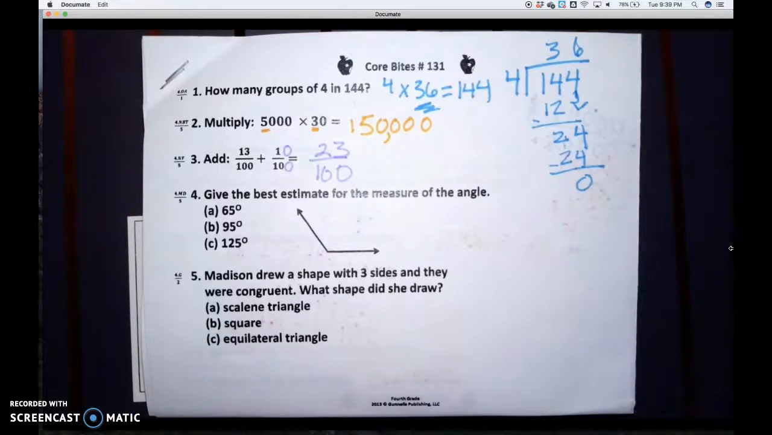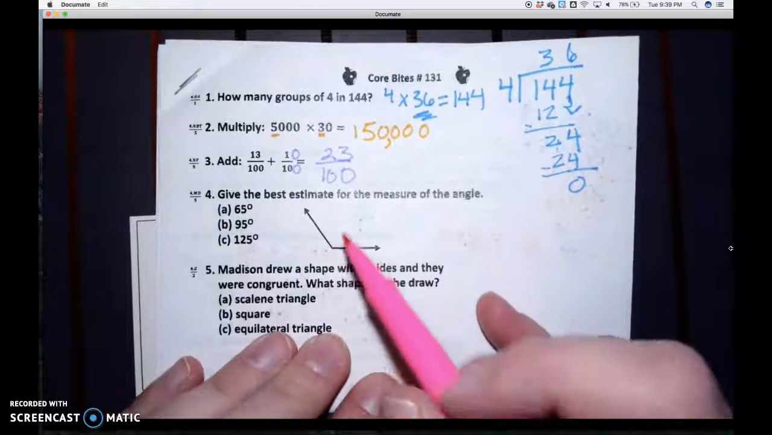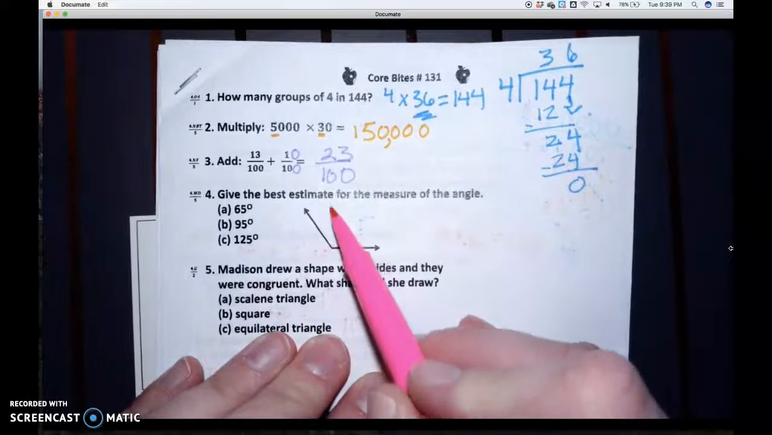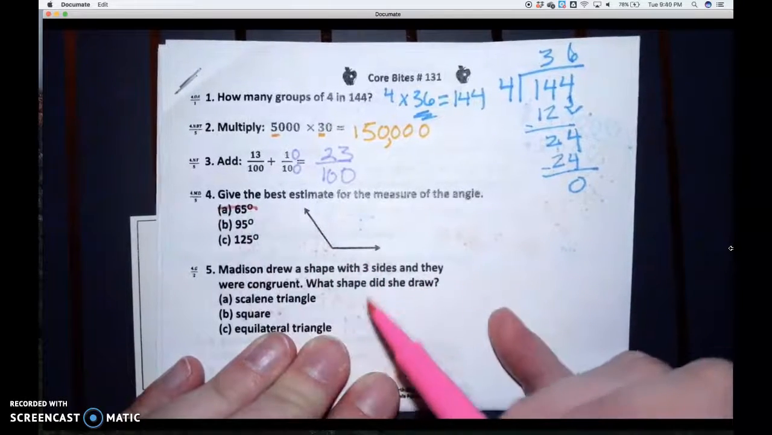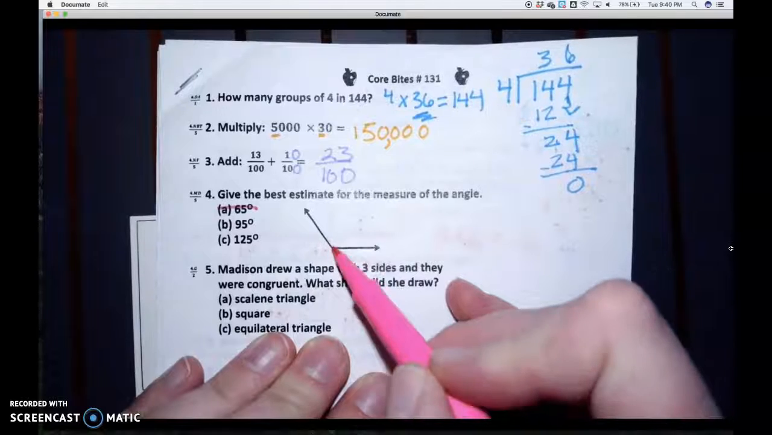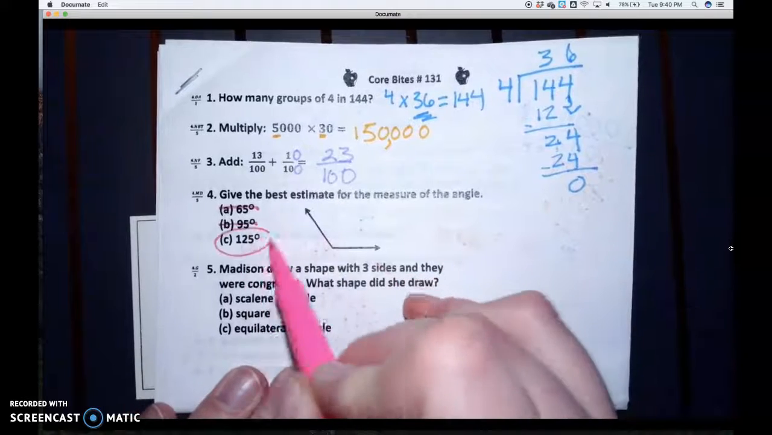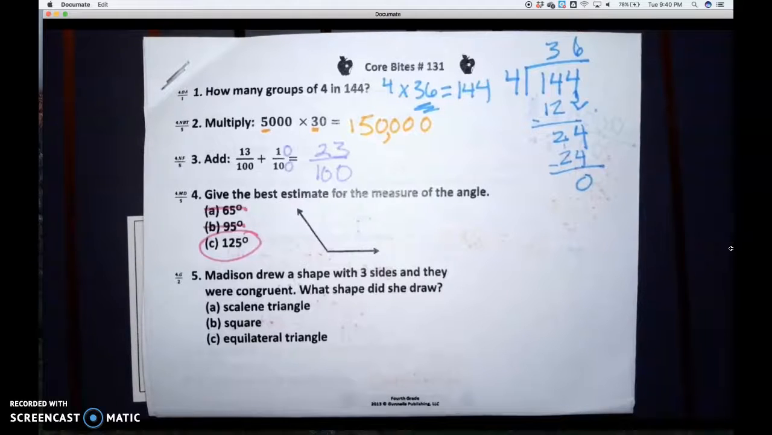For number 4, give the best estimate for the measure of the angle that you see right there. This is definitely an obtuse angle because it's more than 90 degrees. If it was acute, it would be 65, so that makes no sense. And 90 is close to here, so that could definitely not be 95 because it's further than that. So your best answer would be 125 degrees.